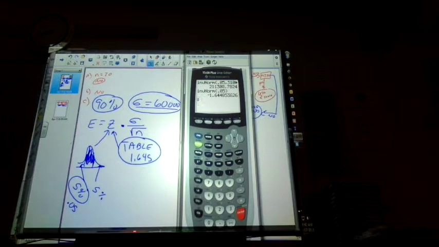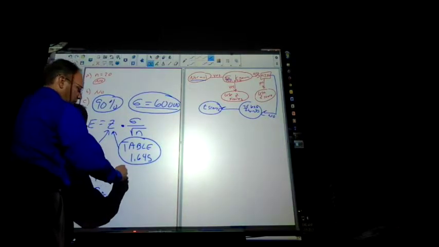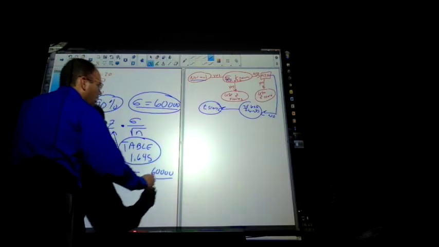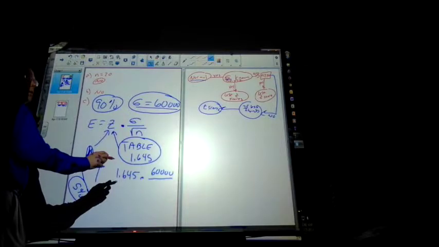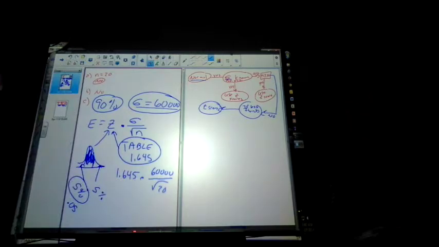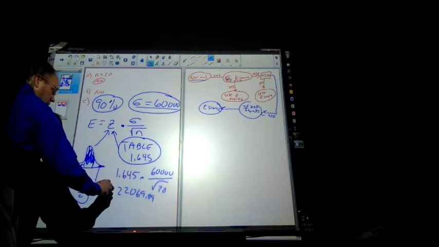So let me bring this later. Okay. So I'm plugging this in, 1.645. I know I have the standard deviation of 60,000 over the square root of n. What's n? And if you do that, that's going to yield you your E-score of what? 22,069.99, right? So that's what my E-score is.